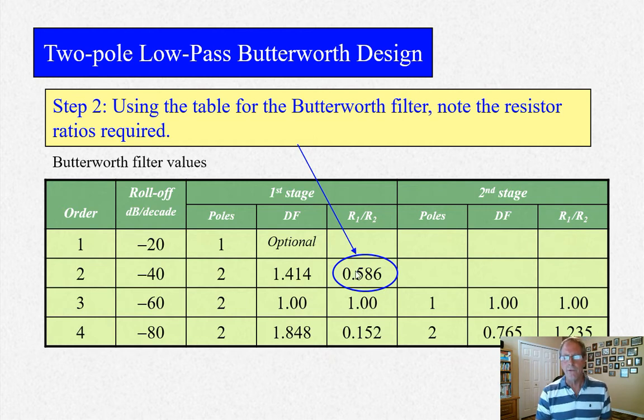You see we have this 0.586. We did this last time. So that's what the ratio of R1 to R2 is going to be for a 4-pole filter. All right. I'm sorry, for a 2-pole filter, 0.586 for a 2-pole filter. Okay.